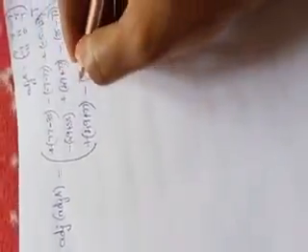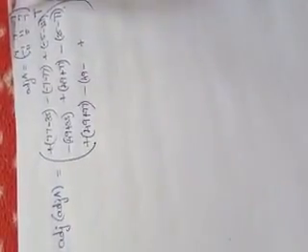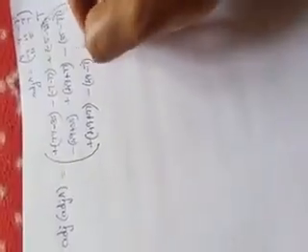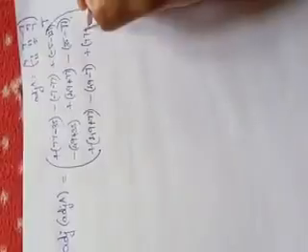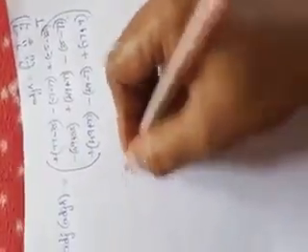This first position: 7 into 7, 49, minus 1 into 7 is plus 7. So here it is 7. Now 7 into 11, 77, minus 1 into 7 is minus 7. Since we have a minus here, this will become plus 7.